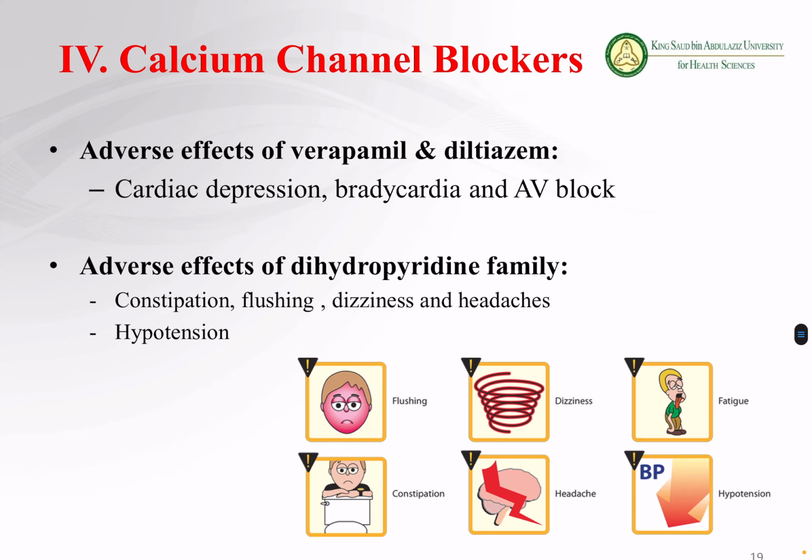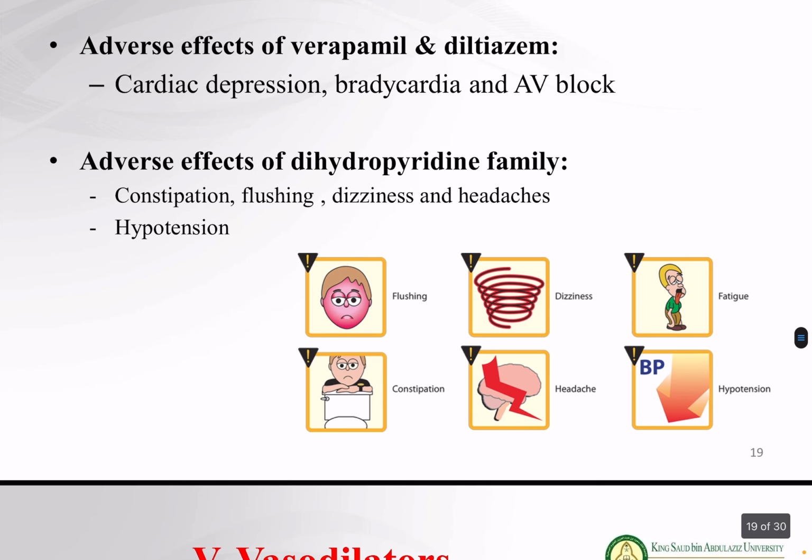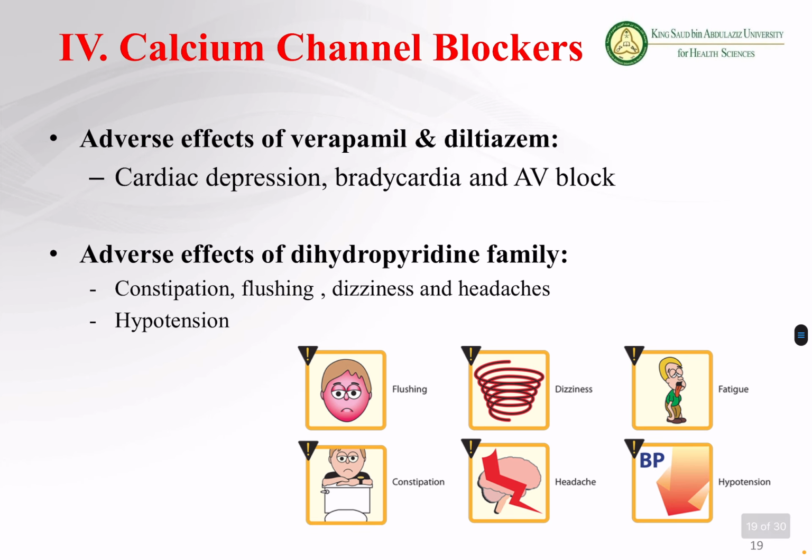Then the next class of drug, we have a... Yes, please. What is AV block? What is AV? It is one of the chambers of the heart. If you see, we have 4 chambers. So one of the chambers of the heart is atrioventricular. It stops pumping. You got my point? Okay.